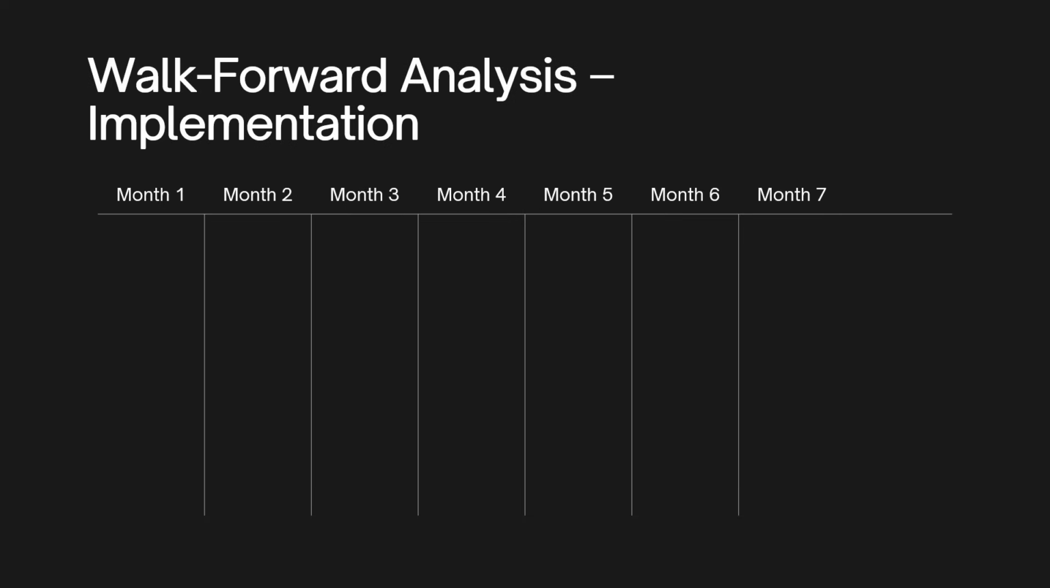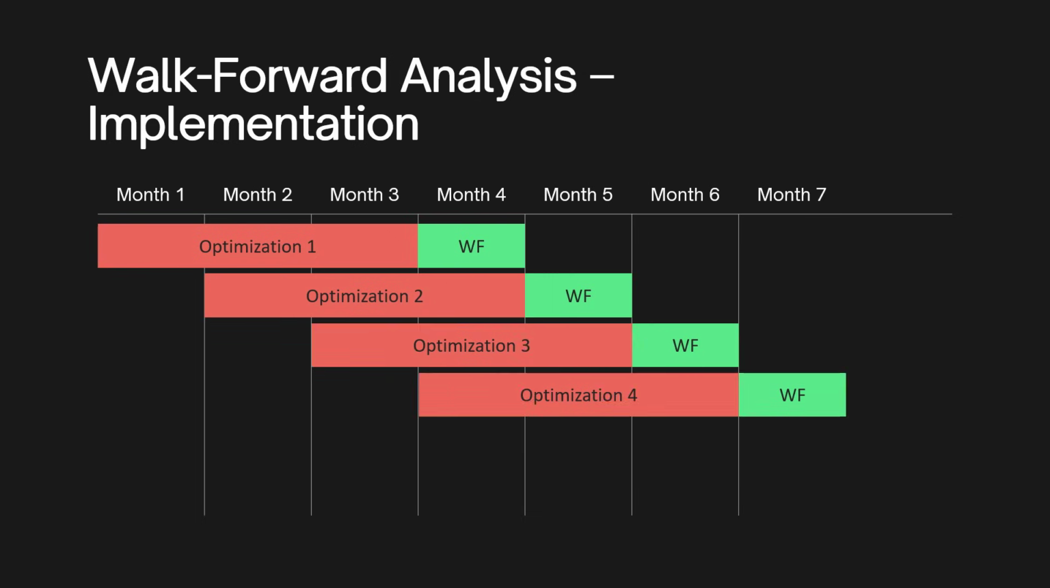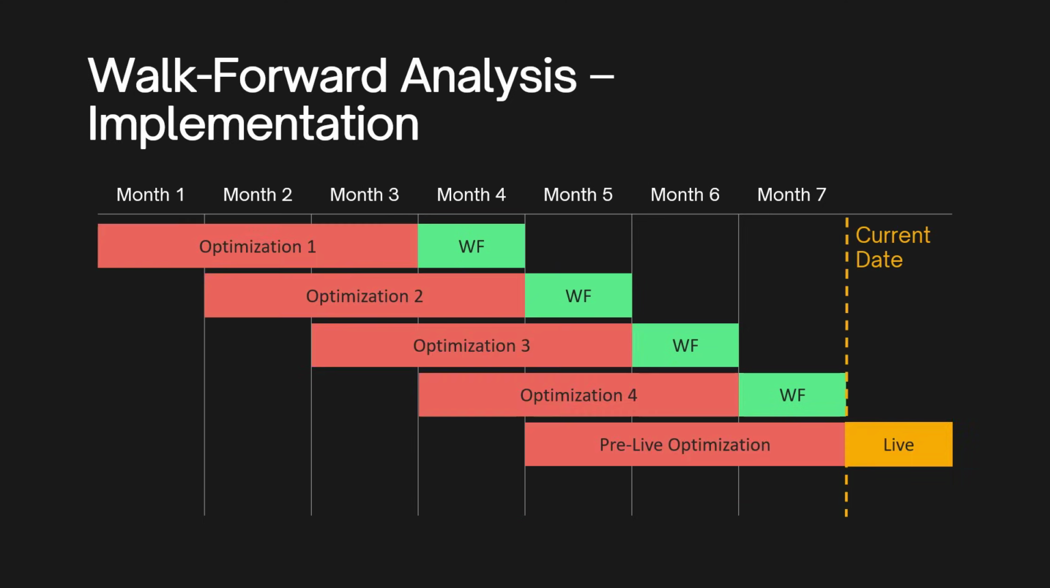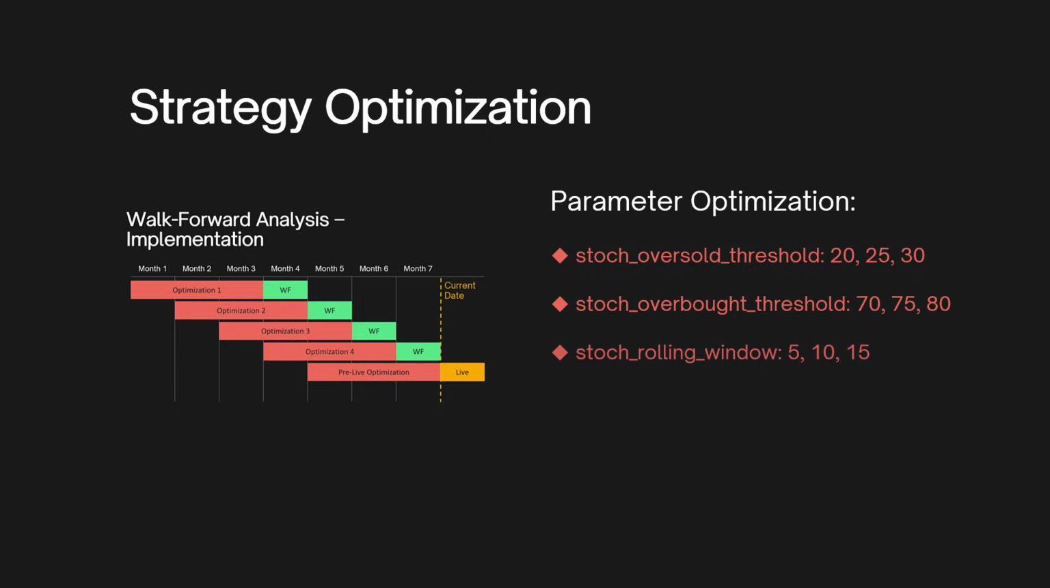Instead of optimizing once and hoping for the best, we rely on walk-forward analysis. This approach lets us continuously test the strategy on fresh, unseen market data as it evolves. By doing so, the strategy adapts over time, producing more reliable results and reducing the risk of overfitting. Next, we optimize several key parameters to refine the strategy: stochastic thresholds for oversold and overbought levels, stochastic rolling window. Since it's rare for all three signals to align on the same candlestick, we use a rolling window to capture signals that occurred a few candlesticks ago, whether oversold or overbought.